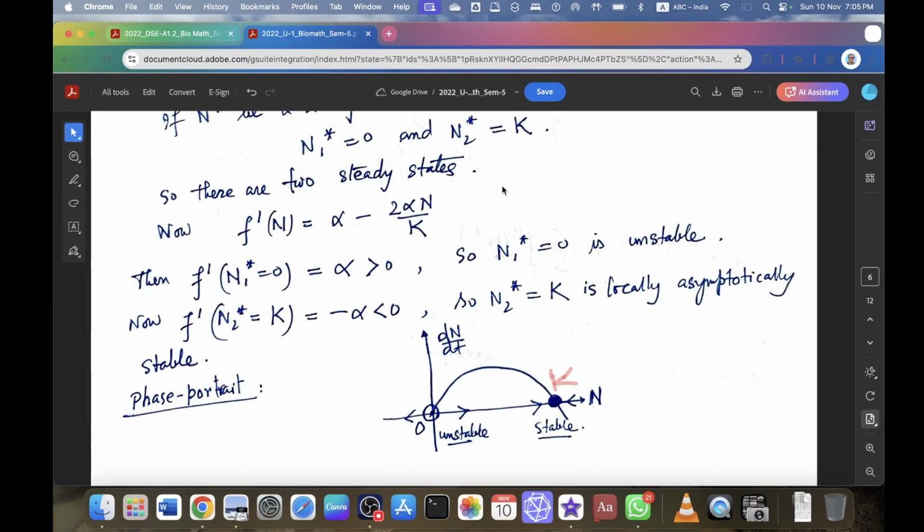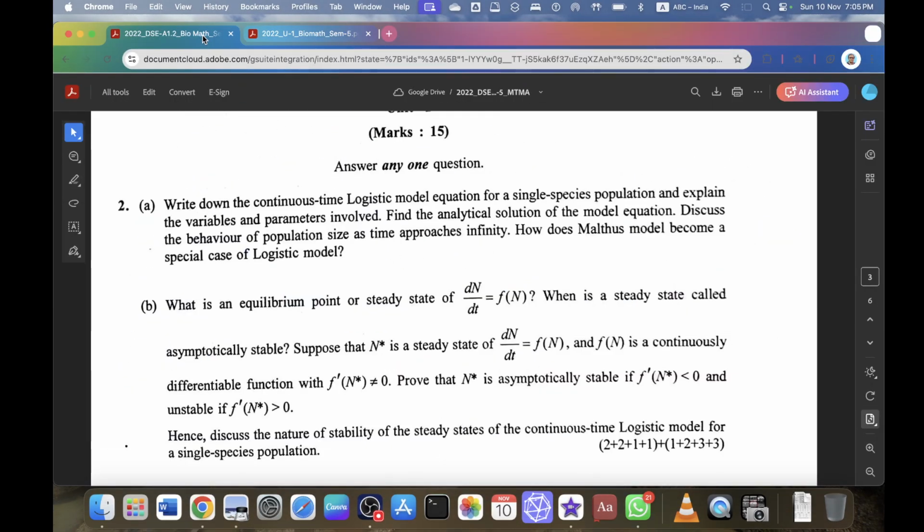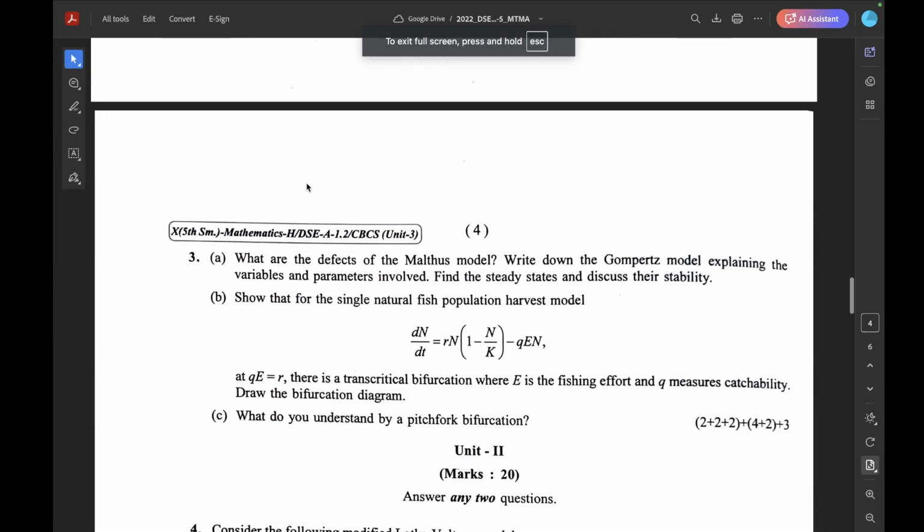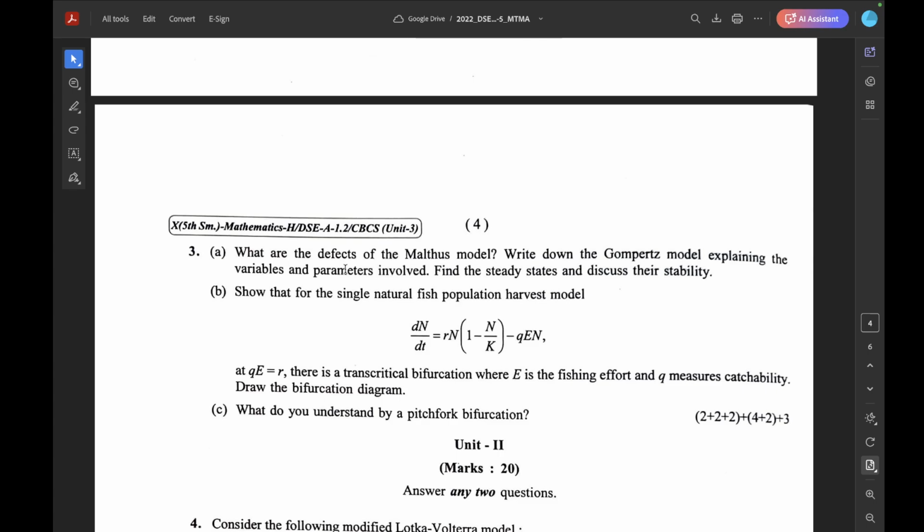Next question. Question 3a. What are the defects of the Malthus model? Write down the Gompertz model explaining the variables and parameters involved. Find the steady states and discuss their stability.